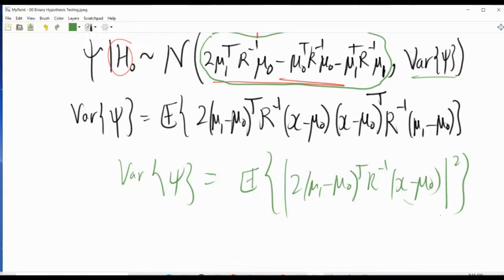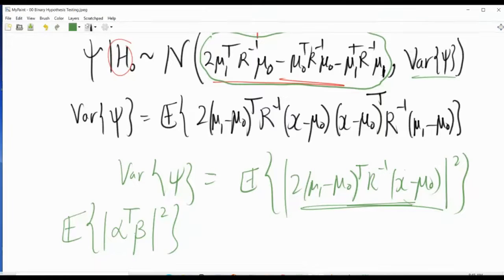But what is the second moment here? The trick, if you don't know it, is simple. Yes, this is a scalar, but think of it as a vector. It is like taking the expectation of (alpha transpose beta) squared. So this is an inner product: this is a vector, and this is a vector, and you are taking the inner product squared.